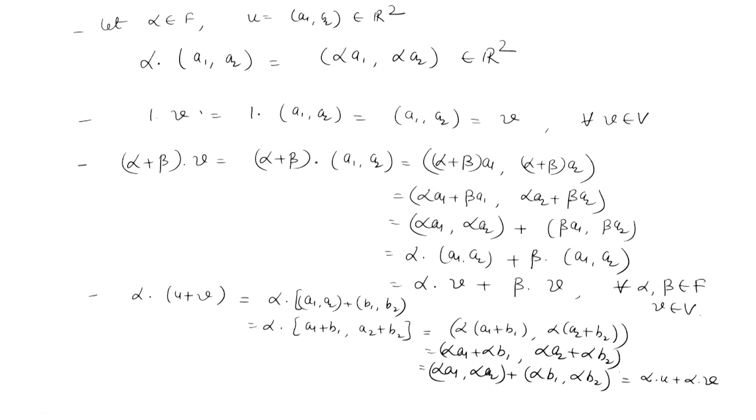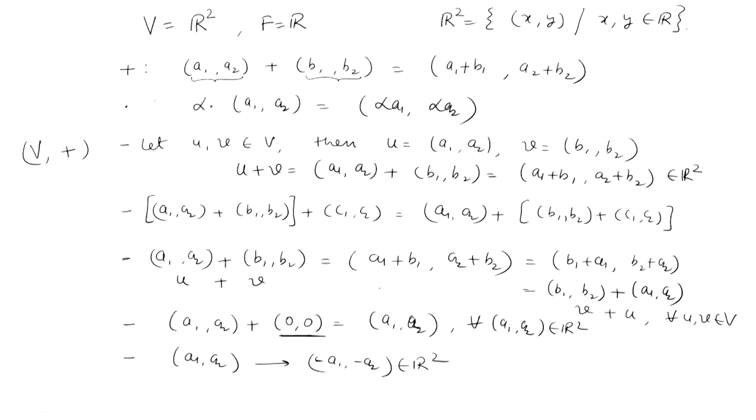where U is (A1, A2) and V is (B1, B2), and this property holds for every alpha belonging to the field and for every U, V belonging to V. So, we have shown that all the 9 properties are satisfied. That means R2 over the field R under these operations of addition and scalar multiplication is a vector space. So, these are a few examples of this.